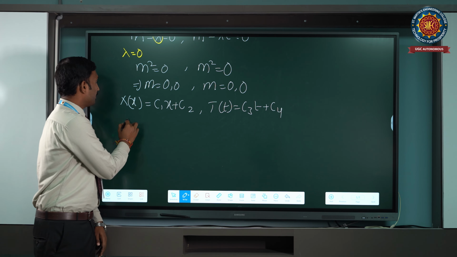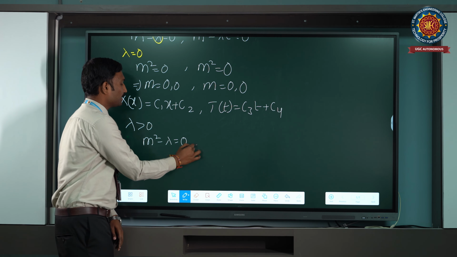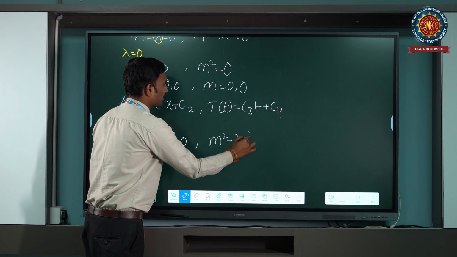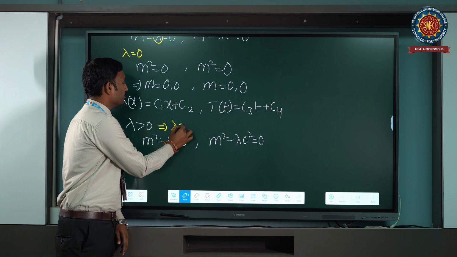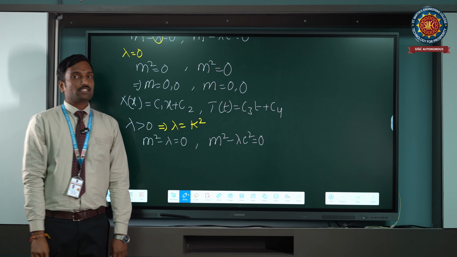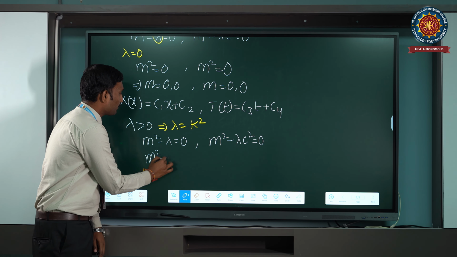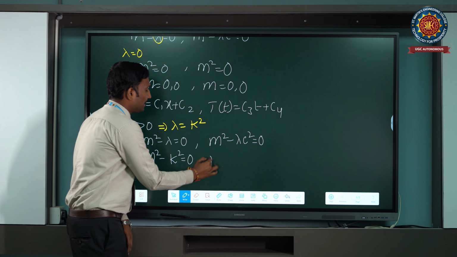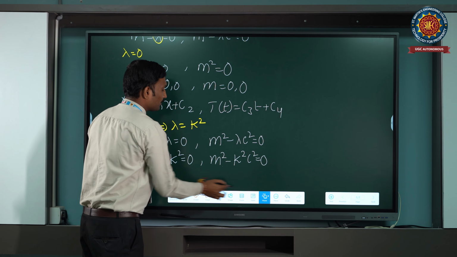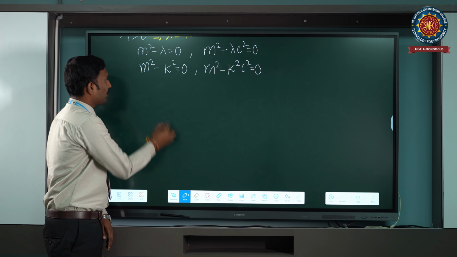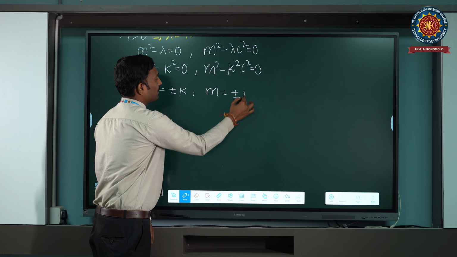then if lambda is greater than 0, the equation becomes m square minus lambda equals 0, and m square minus lambda c square equals 0. For our convenience, because lambda is a positive value, I am considering it as k square. By substituting k square, m square minus k square equals 0 and m square minus k square c square equals 0. Here we get the roots m equals plus or minus k, and m equals plus or minus kc.